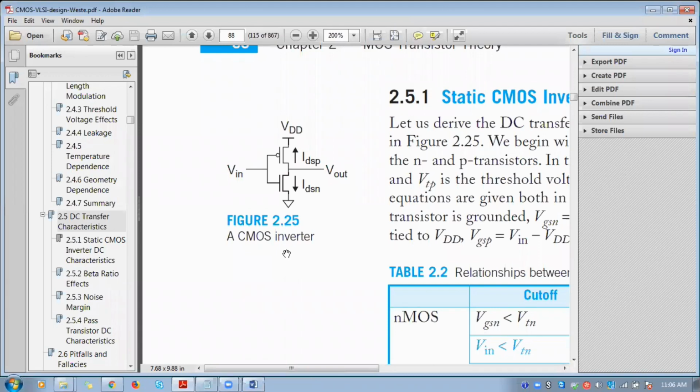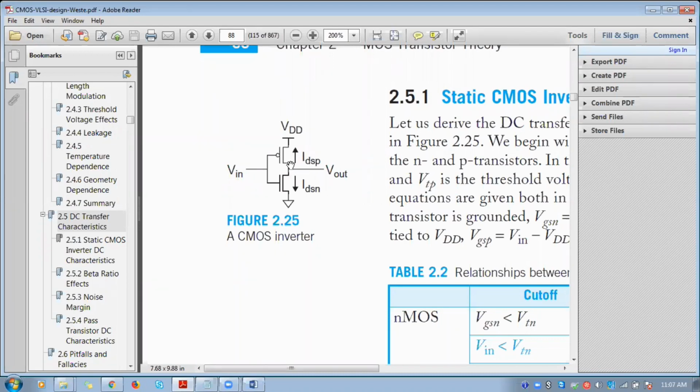The DC transfer characteristics of an inverter. So the inverter is a basic CMOS circuit. It is formed by combining one NMOS and one PMOS. Yesterday we were discussing that in order to match the conductivity of both NMOS and PMOS, we have to choose the size of the PMOS twice that of the NMOS. So this is the structure of a normal standard CMOS inverter.